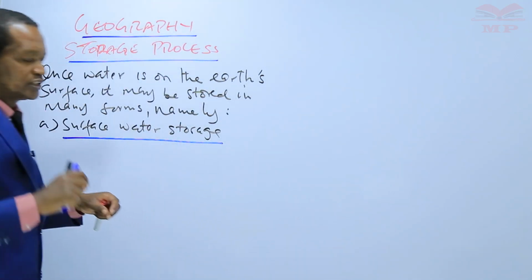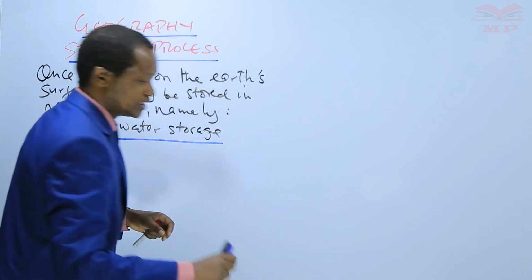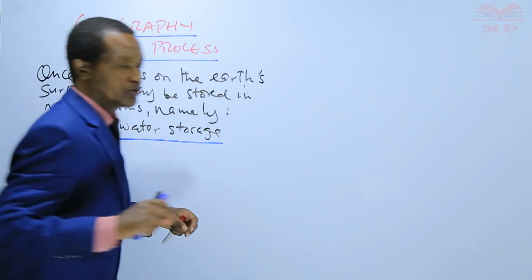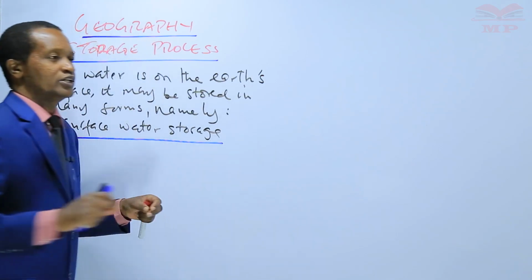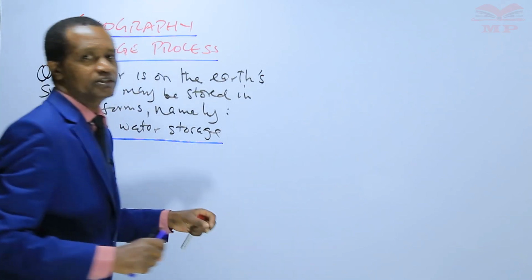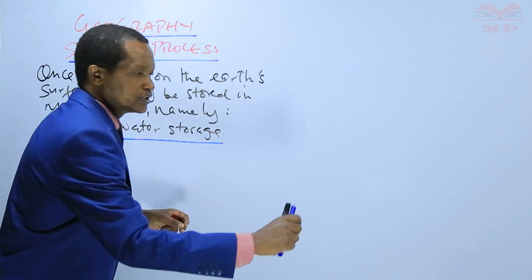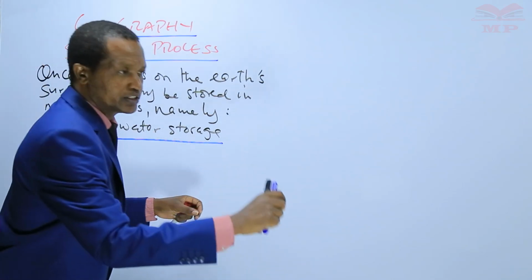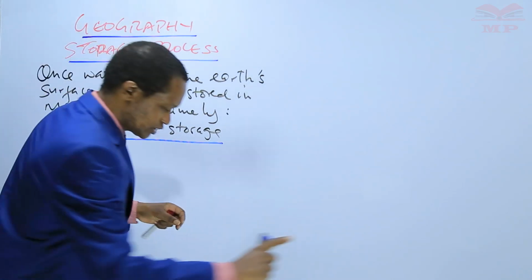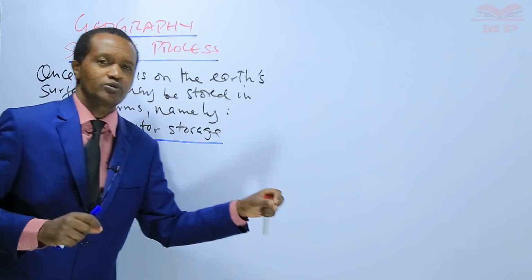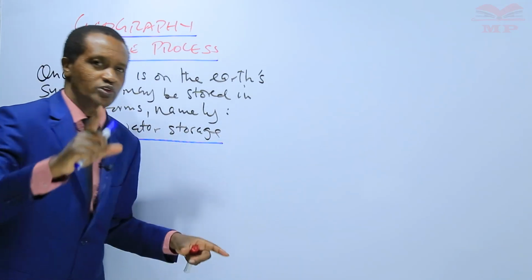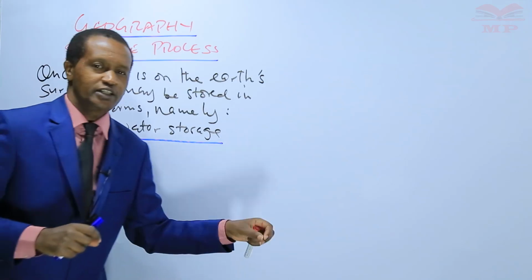Surface water storage is water that is stored in rivers, in oceans, in lakes, and also in swamps, in streams, in tributaries, in any water that you find on the surface of the earth. There is another one, though it's always small, that we call in our language Madavaria.